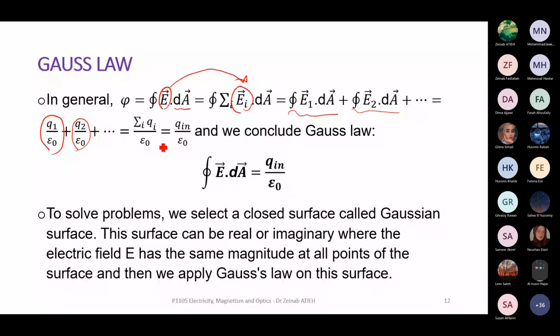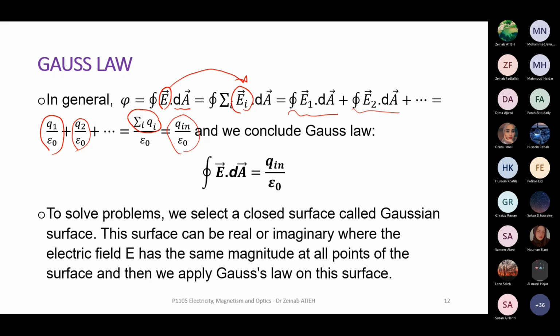It's simply Q2 over epsilon 0. And so on, till I finish up with the summation of all charges inside my surface over epsilon 0. So I will get Q inside over epsilon 0, or Q enclosed over epsilon 0. This is the final formula of Gauss. The final form is integral E dA equals Q inside over epsilon 0.